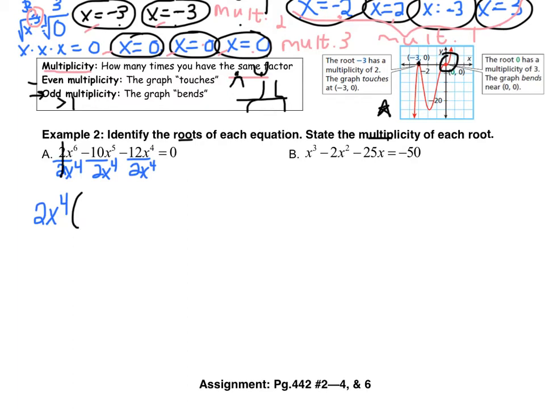So 2 divided by 2 is 1, and 6x to the 4th divided by 2x to the 4th leaves us with x to the 2nd. Next, we have -10 divided by 2, so -5, and that reduces to x.